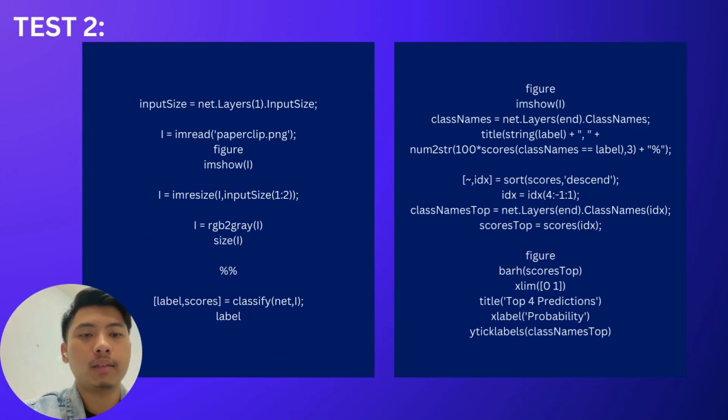For the second test, we choose a picture of a paperclip to test out the accuracy. The result from figure 19 shows 94.2%. We can conclude that it is also a successful second test.